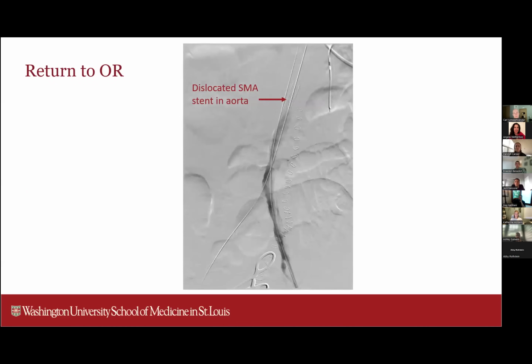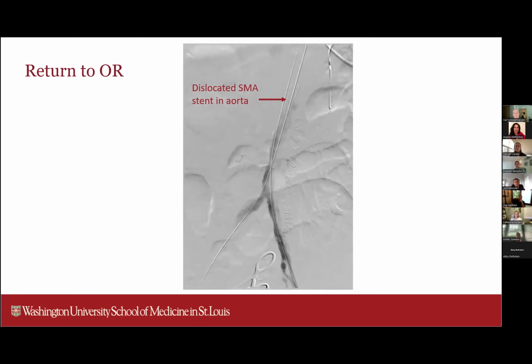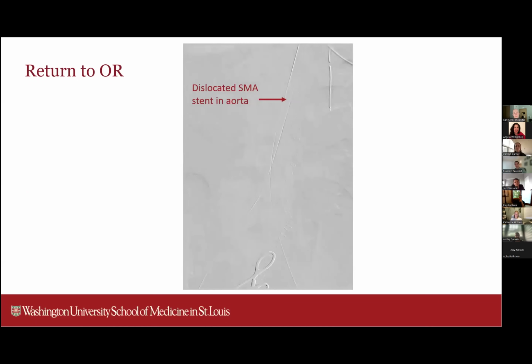So upon return to the OR, the groins were reopened. The fem-fem bypass limbs were removed in order to be able to directly visualize and access the true lumen. And fluoroscopy, as you can see here, demonstrated that free-floating stent, as you can faintly see there in the aorta, as well as continued occlusion due to the dissection.